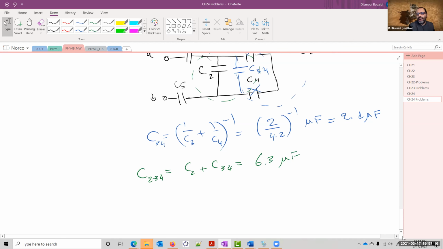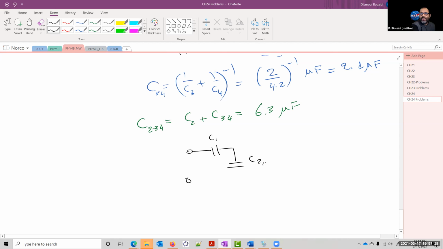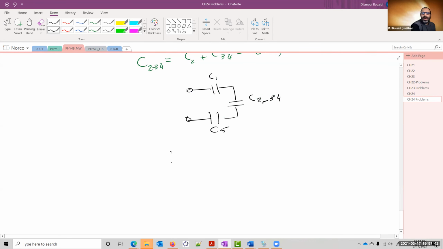So this is how the circuit looks now. Let me redraw it. So the points A and B are the same. Now this is C1. This is the C between 2, 3, 4. And now this is C5. Everything now is in series with one another. So the answer is going to be the C equivalent between A and B, as if this is basically what we really have.